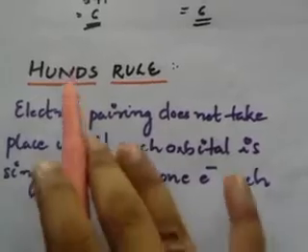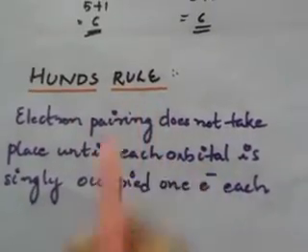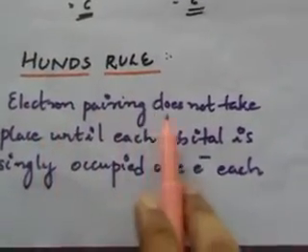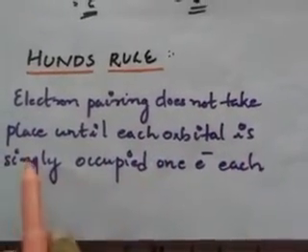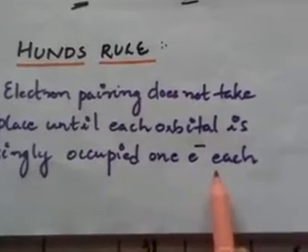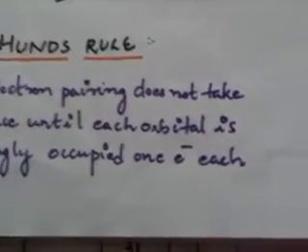So the next rule is Hund's rule. Hund's rule says that electron pairing does not take place until each orbital is singly occupied, with one electron each. Let's look at it.